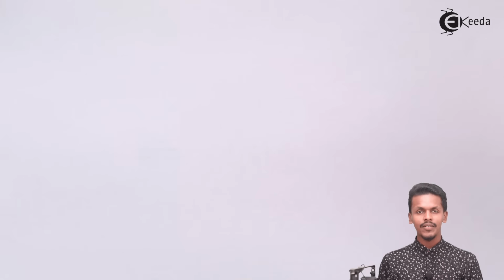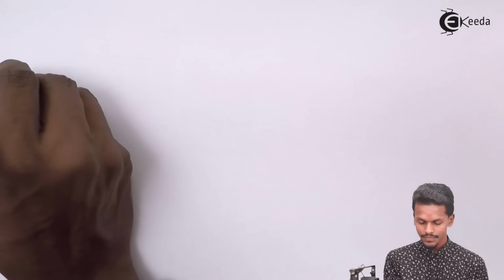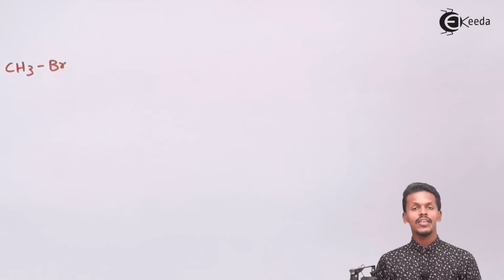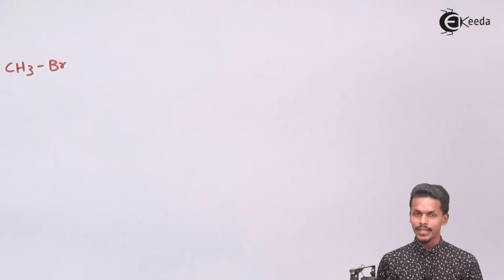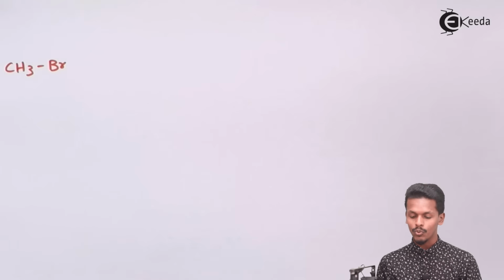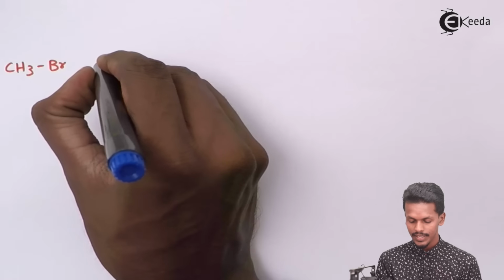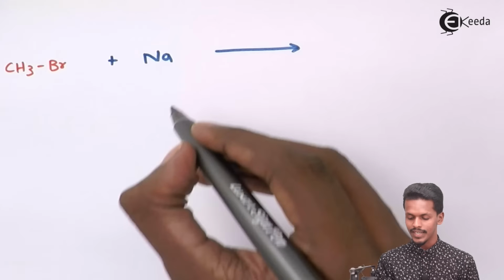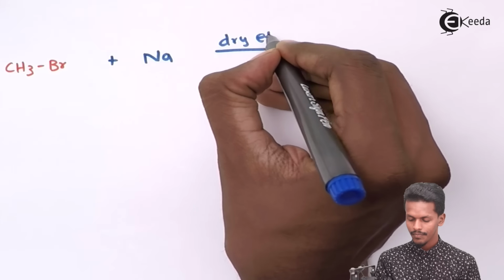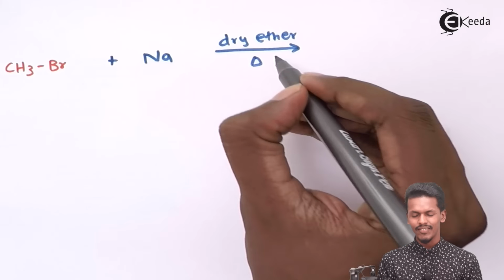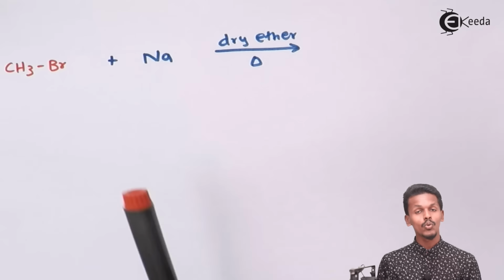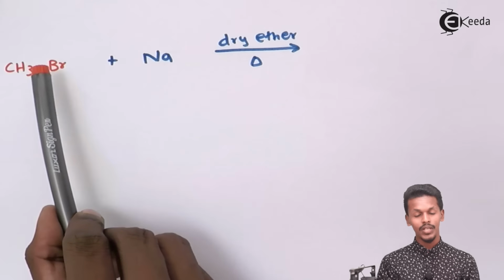Talking about the first example from which we could make an alkane, suppose we have methyl bromide, and we have to react it with sodium. So suppose I have introduced sodium, and that also in the presence of dry ether, and we'll heat it. The thing that will be involved in this case is that sodium has a valency of 1, and so has Br.